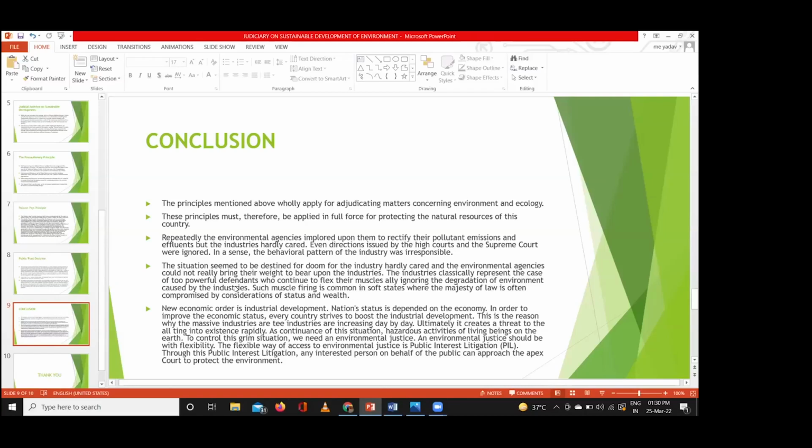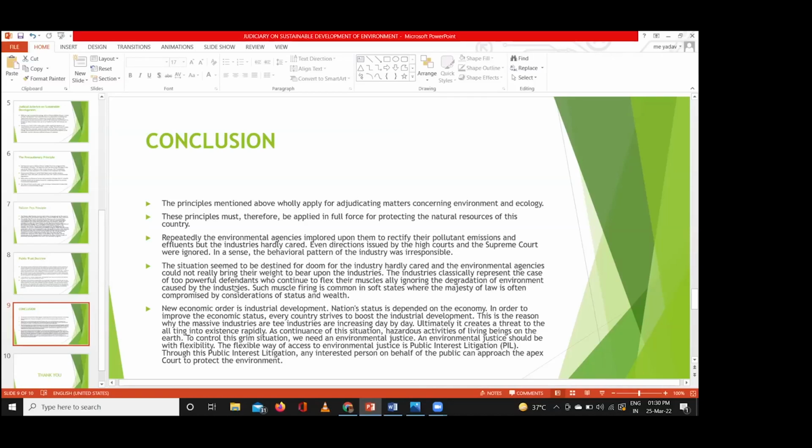In the new economic order, there is industry development. A nation's status is dependent upon its economy. In order to improve economic status, every country strives to boost industrial development. This is the reason why massive industries are increasing day by day. Ultimately, it creates a threat to all things existing, and as a consequence of this situation, hazardous activity affects living beings on the earth.